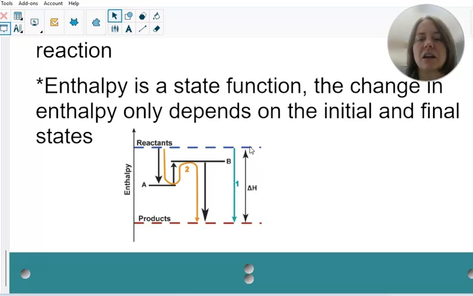And then in another way, we go down here to one compound, and we come up here to this other compound, and then we finally get to the products. So this pathway is different than this pathway, but they have the same change in enthalpy. So only the beginning and the end matter.